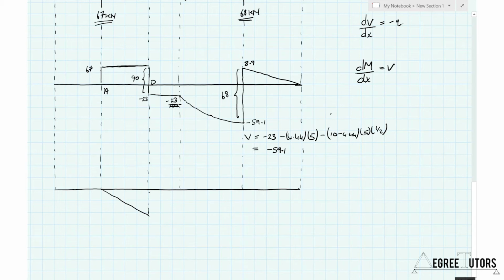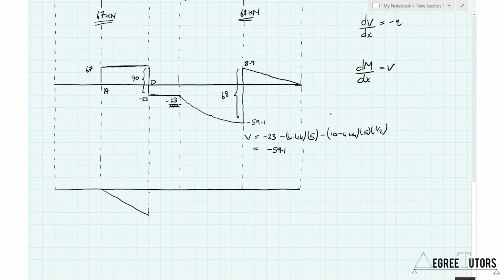Now, what does this tell me? Here, to the right of D, I have another straight line in my shear force diagram, which means that the bending moment diagram is going to be another inclined straight line, but the slope of the bending moment diagram has changed sign.